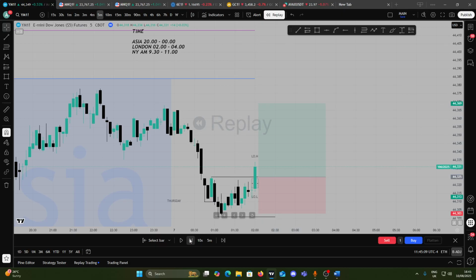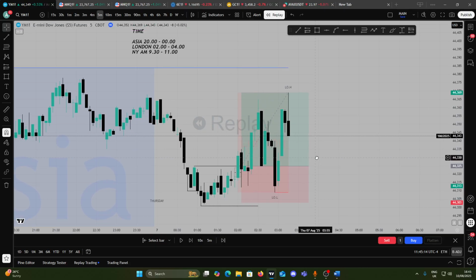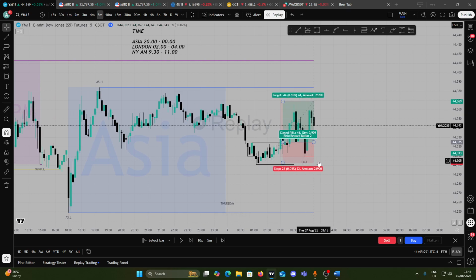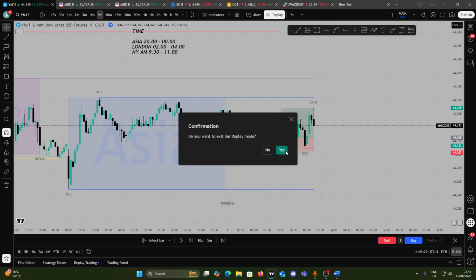It came right back down, but you have to set and forget. You have to log out of your broker, sit here and watch price go. Do not press buy or sell. Do not. 2R achieved.